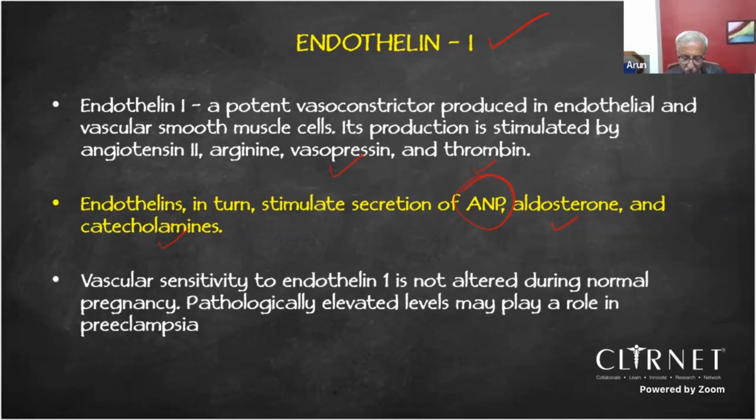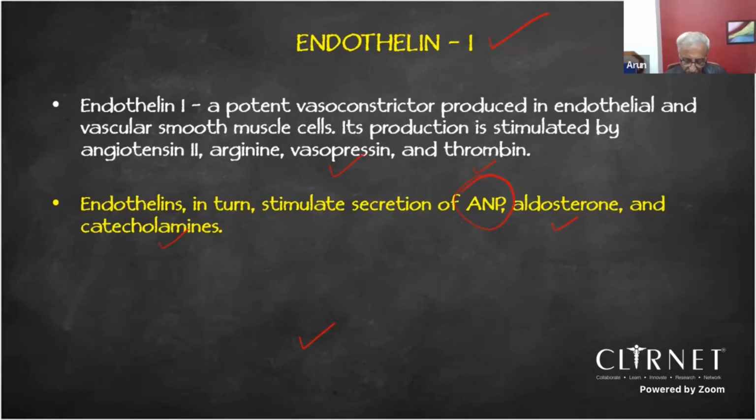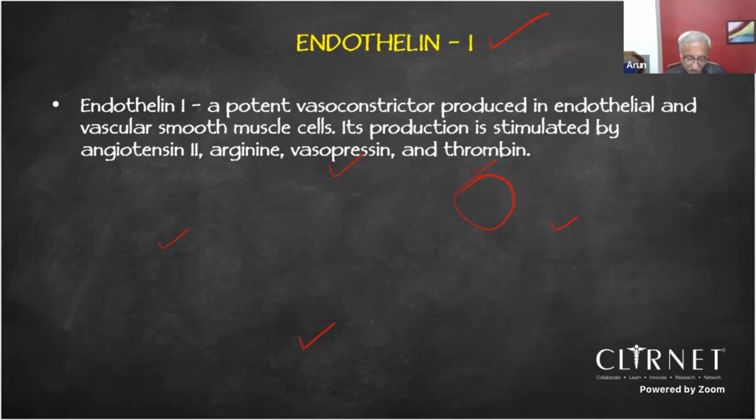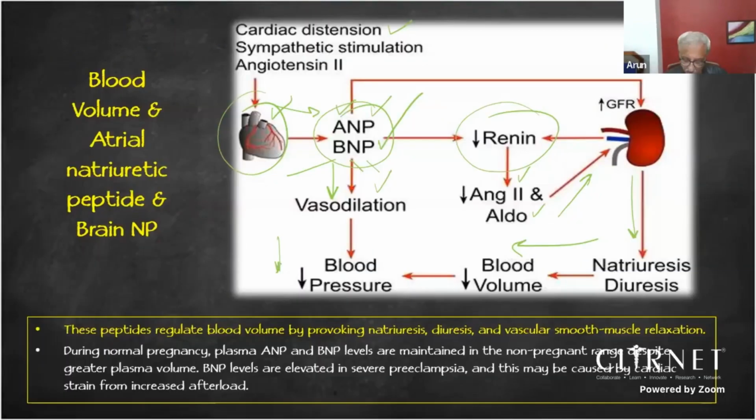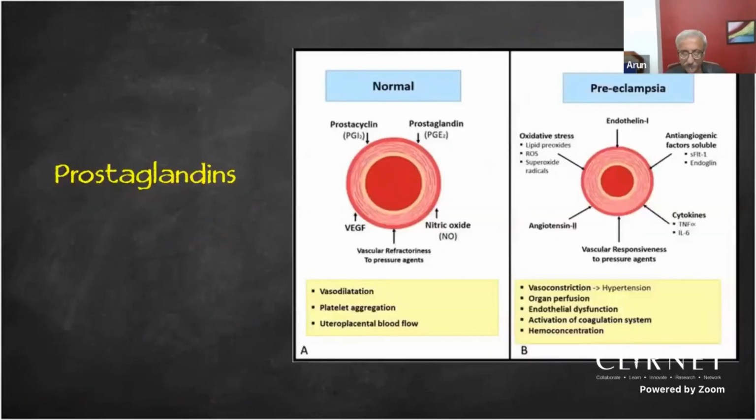So vascular sensitivity to endothelin is not altered during normal pregnancy, but it is pathologically elevated in preeclampsia. This means we had a renin-angiotensin system which was controlling, another is ANP and BNP, and third is endothelin. In a normal pregnancy, we all know there is a balance between prostacyclin, that is PGI2, and thromboxane TXA2.